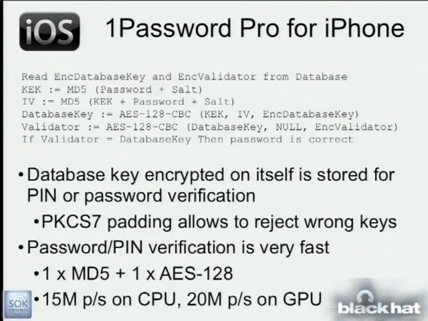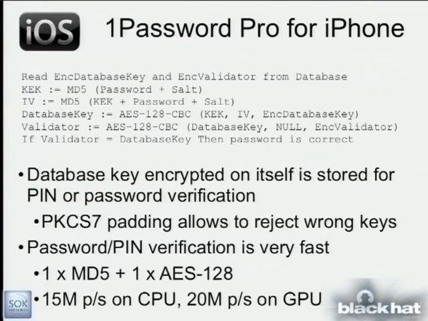You can see that there are many computation steps necessary to correctly validate the key. You need to calculate the key encryption key as an MD5 hash function. You need to calculate the initialization vector as another MD5 calculation. You need to decrypt the database key, then decrypt the validator using that database key, and then make a comparison. But actually, you don't need the initialization vector because you don't need to decrypt the first block.